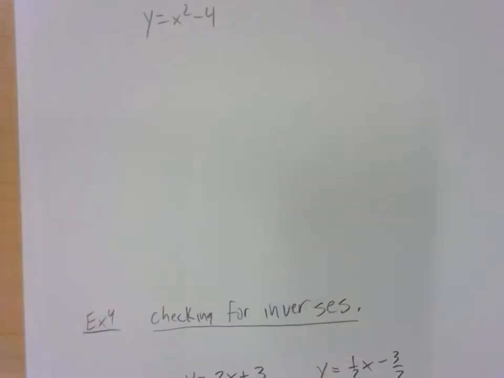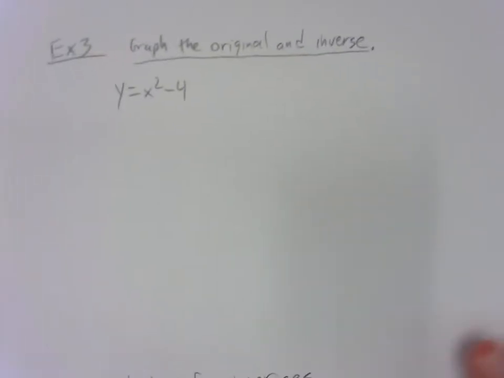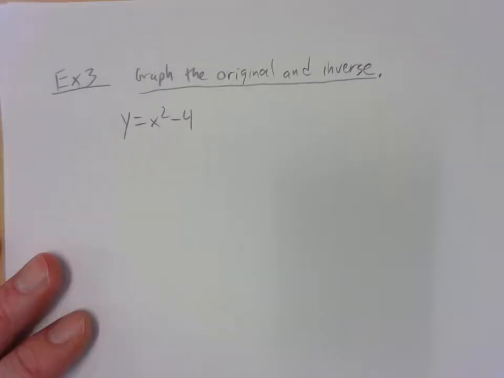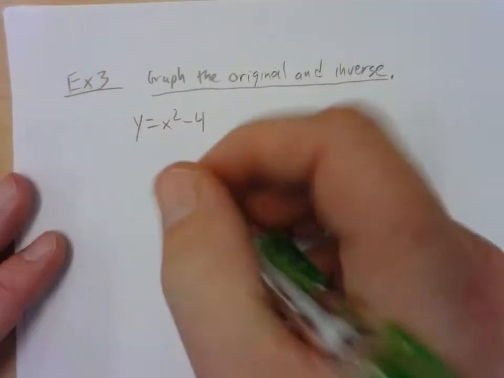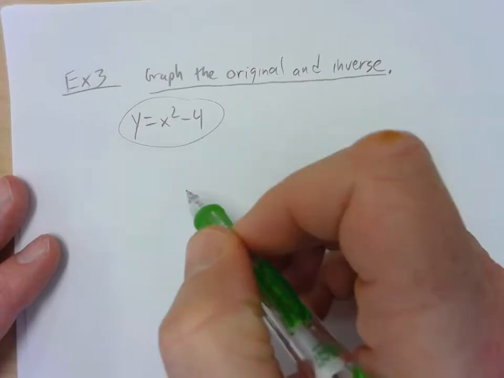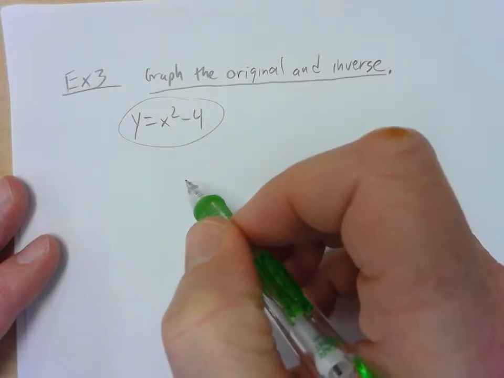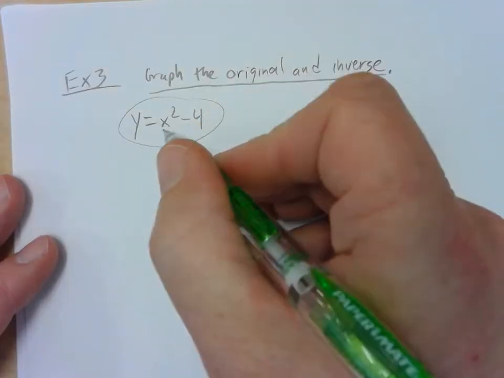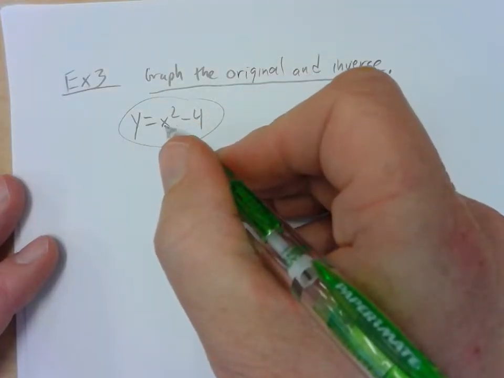Okay, next example is the same kind of thing. We're going to do the original graph and the inverse. So we're going to handle this the same way. We're going to create a table. This is a parabola. It's y equals x squared minus 4. Let's come up with the equation too. So here's the equation. And then we'll come up with the table and make the graph and all that business.